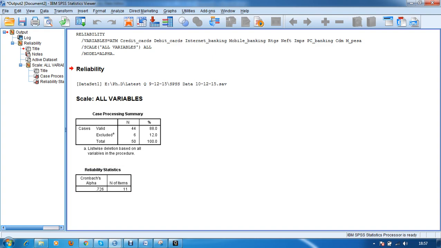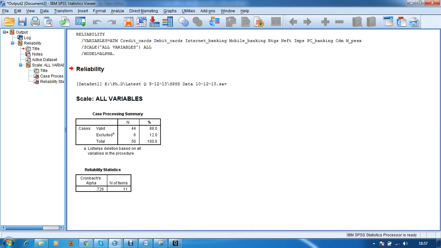So now let me give you a basic idea of the table of Cronbach's Alpha. What does it say when the result is giving me a numerical value of 0.726? Let us see which value is good, acceptable, poor, questionable, or excellent.